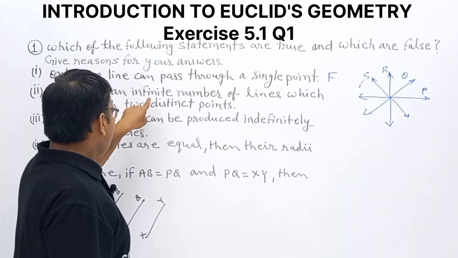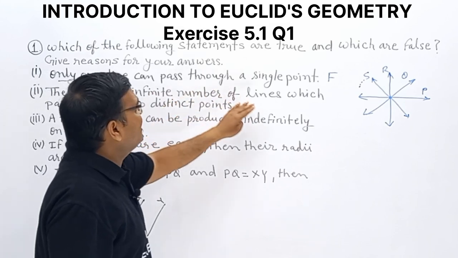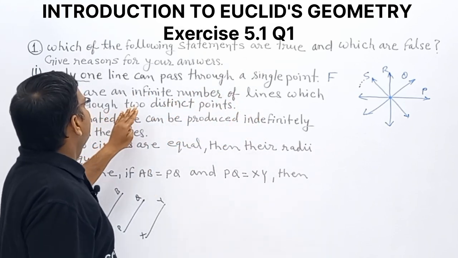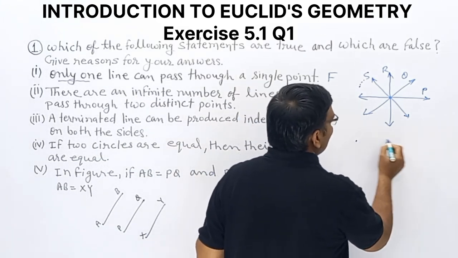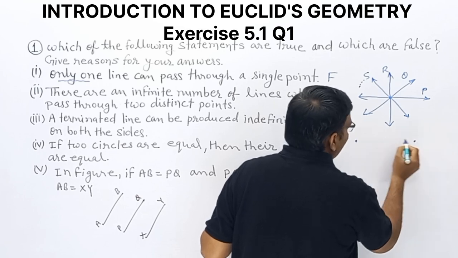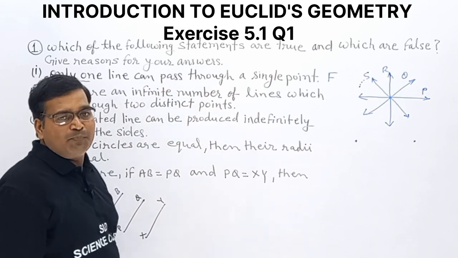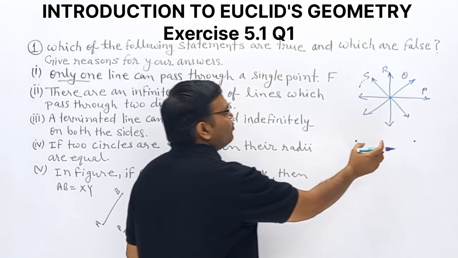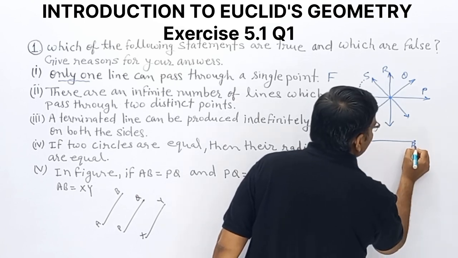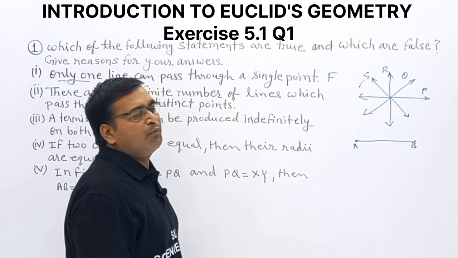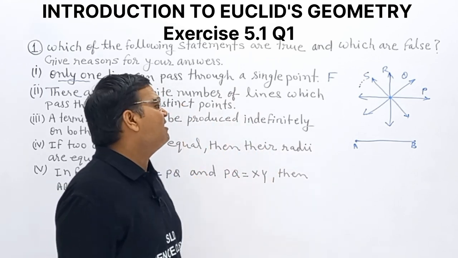There are an infinite number of lines which pass through two distinct points. Observe, we have two distinct points. From these 2 points, can an infinite number of lines pass? No. Through 2 distinct points, only one straight line can pass. A and B are 2 distinct points, different points.